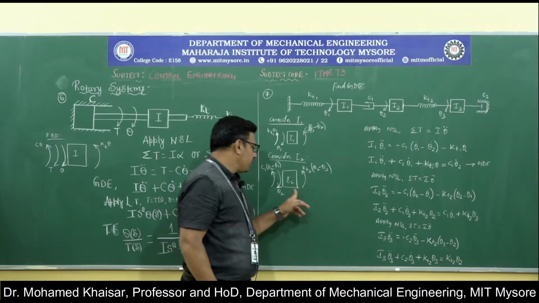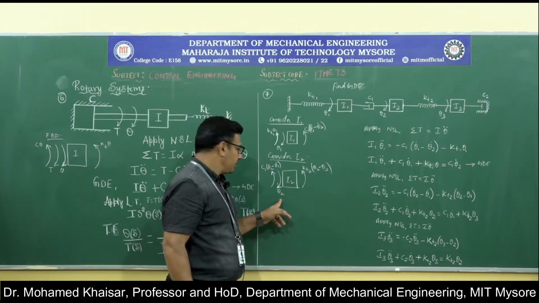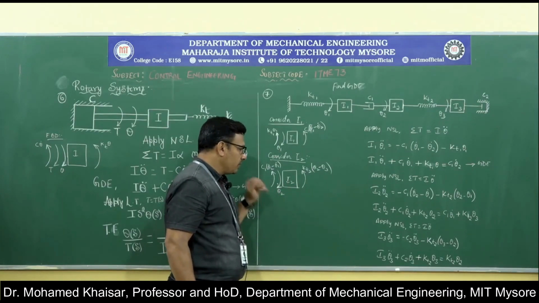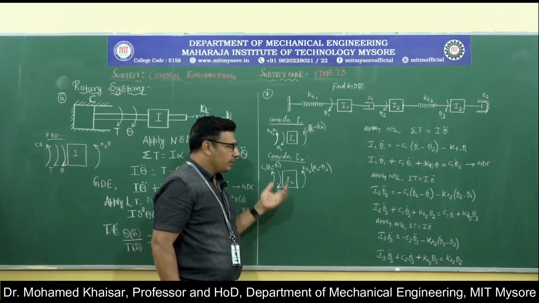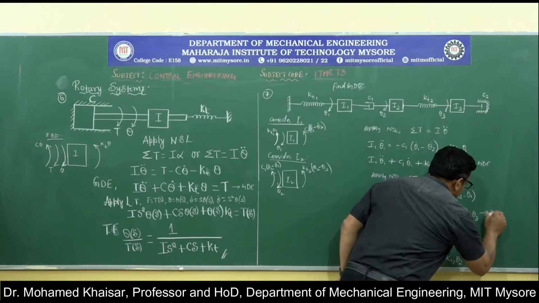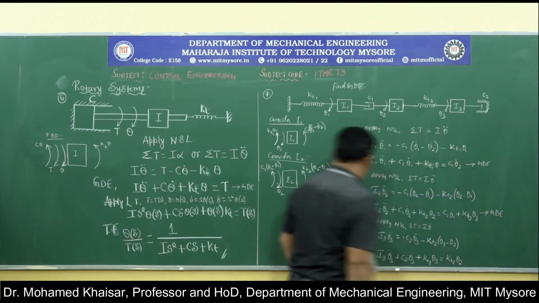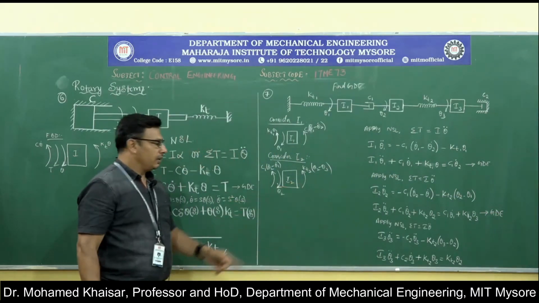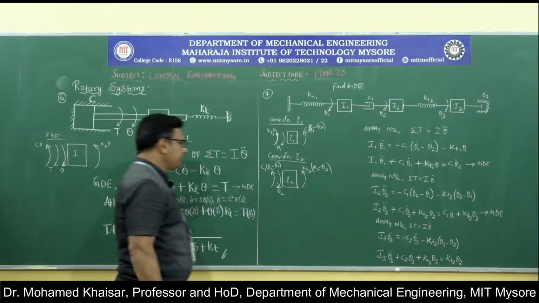Now, since we are considering I2 with a rotary motion of theta 2, we will try to bring all theta 2 components on one side. That is what we have done here. Therefore, we will get the governing differential equation for I2 as this equation.